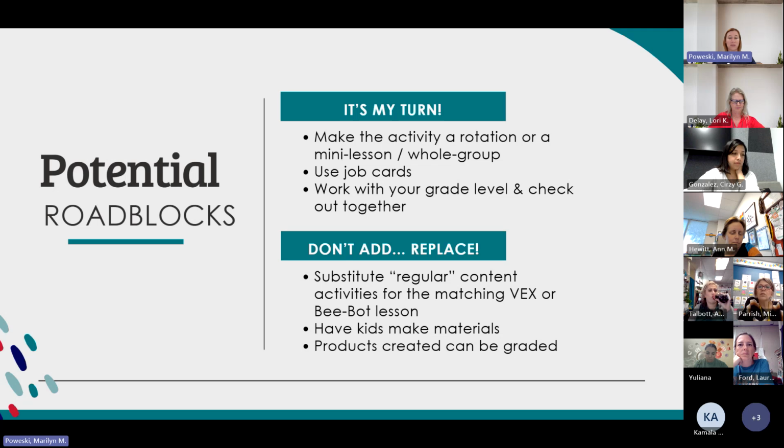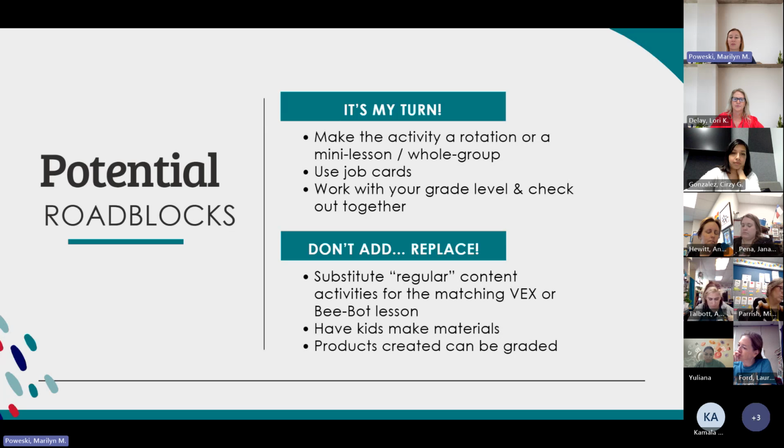Have kids make materials. So instead of trying to reinvent the wheel and redesign something entirely on your own, have kids make stuff. It's more meaningful for them to create the cards, to create the different materials, so that they can be involved in that process. And a lot of these products can be graded, whether it's a Seesaw activity, or if they create a presentation, or again, if they create the cards themselves. A lot of those products can be graded either as a formative grade, or if it's something cumulative at the end of your unit, you could certainly grade that as a summative grade as well.